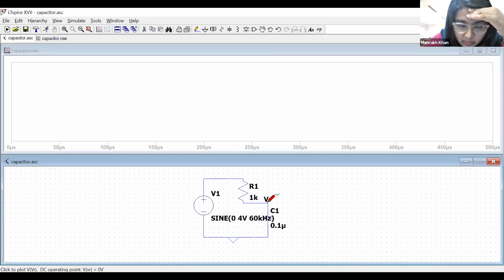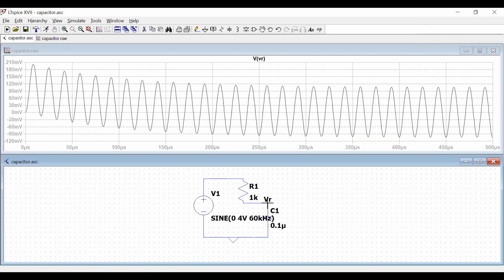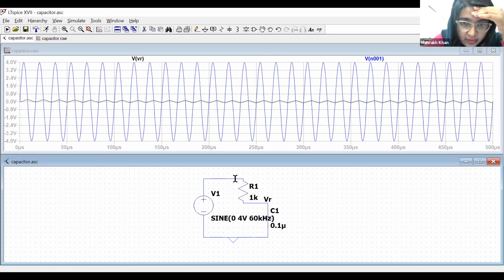Okay, so let's see. If it is a low pass filter, it should not pass high frequencies, right? Right. So it works for us, right? Yep, that looks about right.